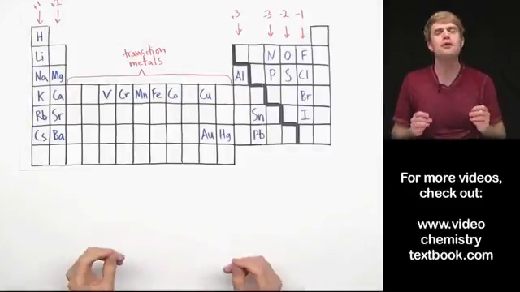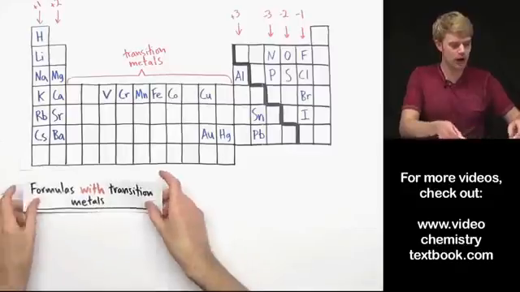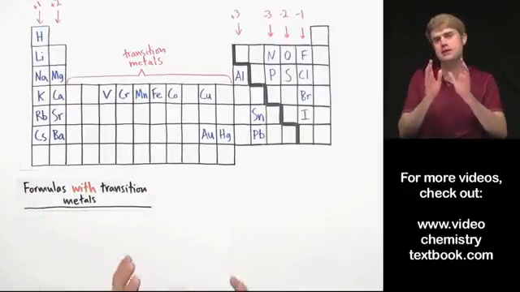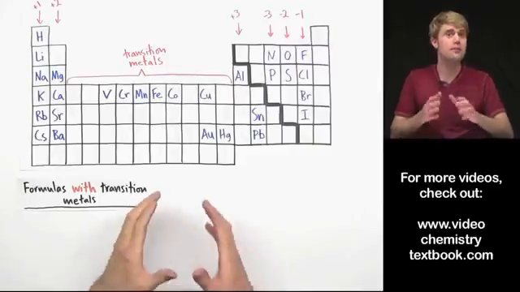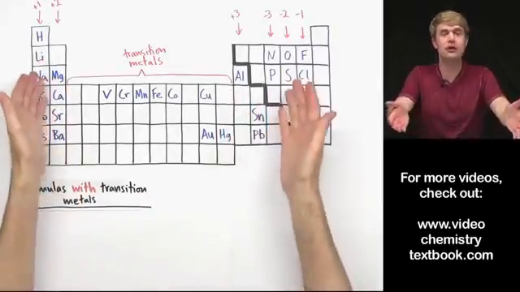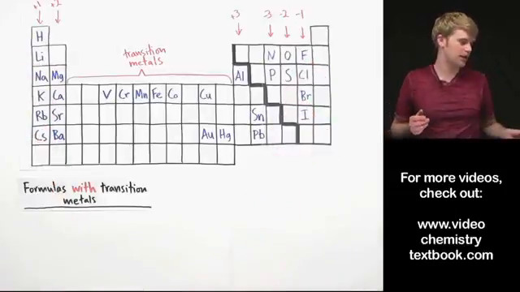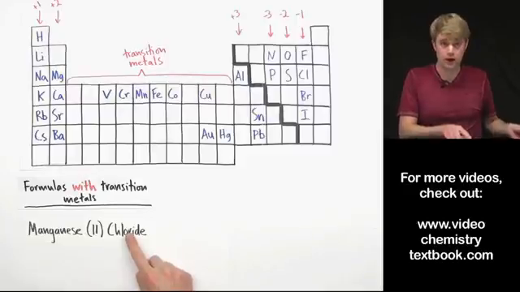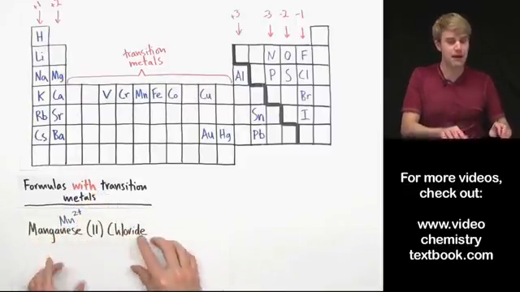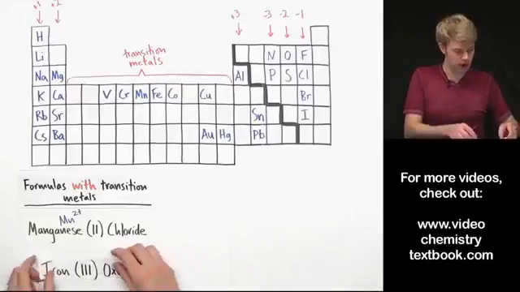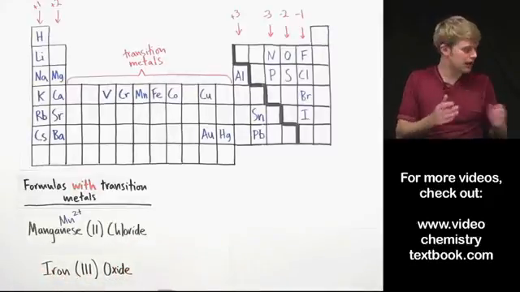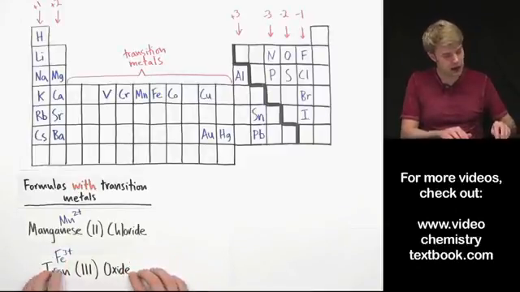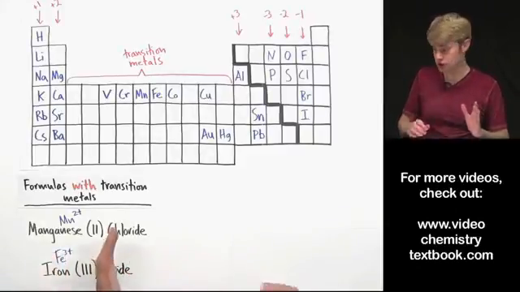So we're going to use this Roman numeral notation whenever we write formulas with transition metals, because we have to explicitly say what charge the metal has, because we can't just figure it out based on where it is on the periodic table. So we have to say manganese(II) chloride for a compound that contains Mn2+. For iron(III) oxide, we write that so that whoever's reading it knows that we're talking about a compound that contains iron with a 3+ charge, okay?